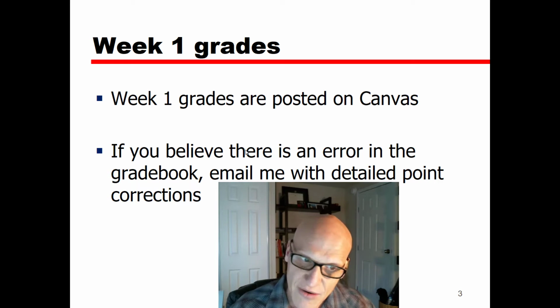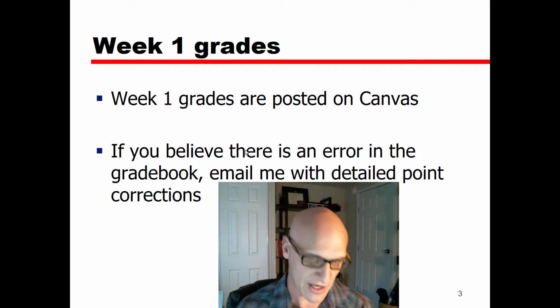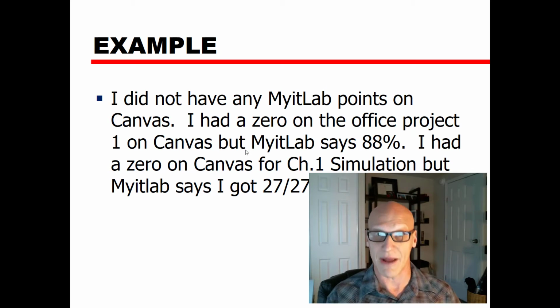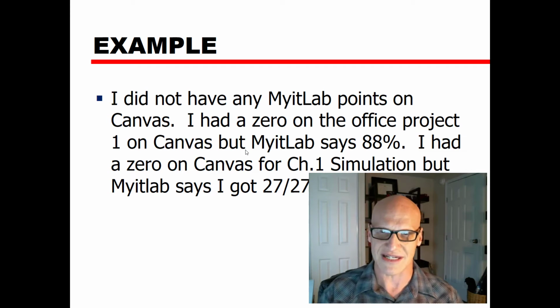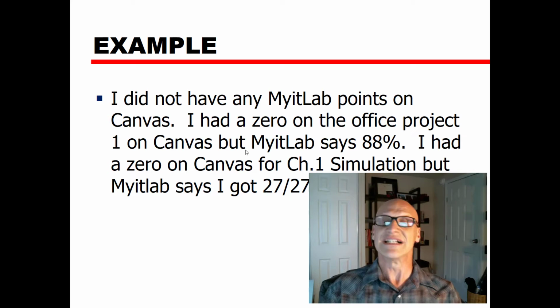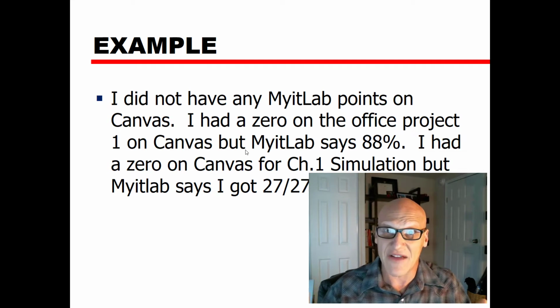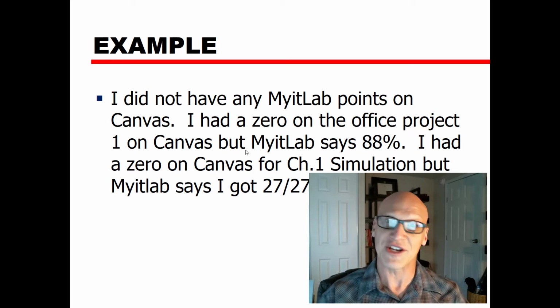If you believe there's an error there in the gradebook, you need to email me with a really good description of what's going on, okay? And what do I mean by a really good description? Here's an example of a really good email, right? You say, hey, I did not have any My IT Lab points on Canvas, right? I had a 0 on this project, and if I look on My IT Lab, I see I've got 88%, right? I had a 0 on Canvas for Chapter 1 simulation also, but My IT Lab says I had 27 out of 27. This helps me a lot because I can just believe you to begin with and just make these changes, all right? But it helps me figure out what's going on.